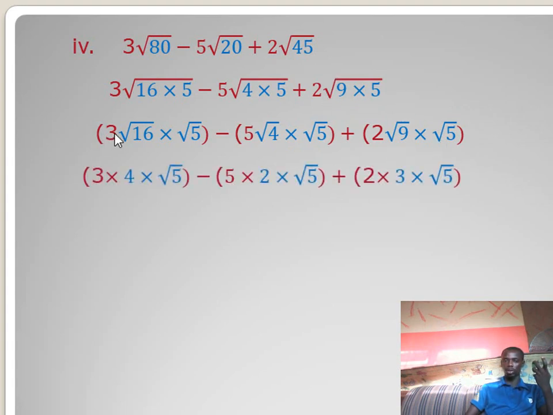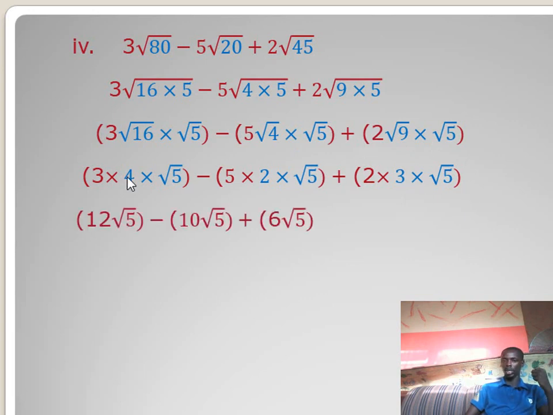Okay, so that's going to be 3 root 16 gives 4. Root 16 is 4, then multiplied by root 5 minus, here is 5, root 4 is 2 multiplied by root 5, root 9 is 3 multiplied by root 5. So you can't get anything from root 5, you know that.